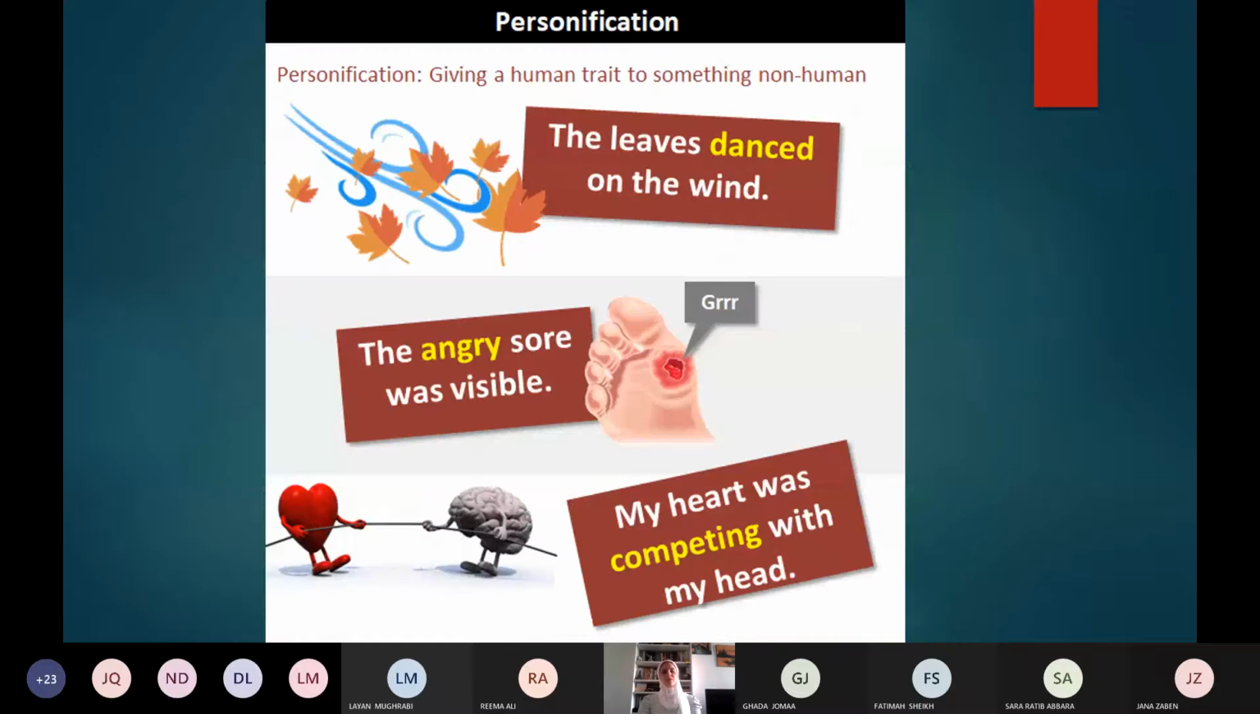Then the personification. So when you were younger, you took the 3 common figurative languages: simile, metaphor, and personification. Personification is giving a human trait to something non-human. The leaves danced on the wind. Do the leaves dance? No. Only humans dance. The angry sower was invisible. Can this sower be angry?